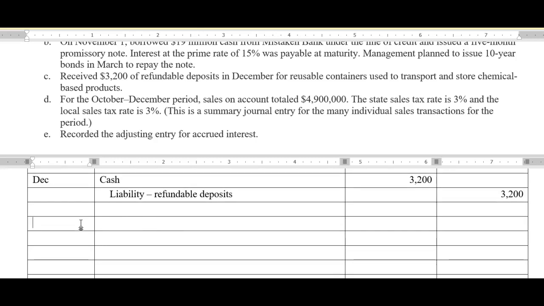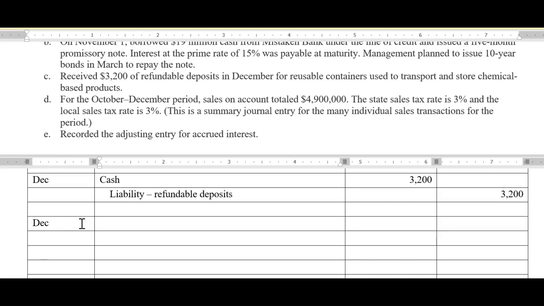All right, next. For the October through December period, sales on account total $4,900,000. The state sales tax rate is 3%, and the local sales tax is 3%. This is a summary journal entry. So in other words, it's everything for that period we're going to summarize into one entry. I'm just going to put December because that's where we're at, but it's a summary sales entry.